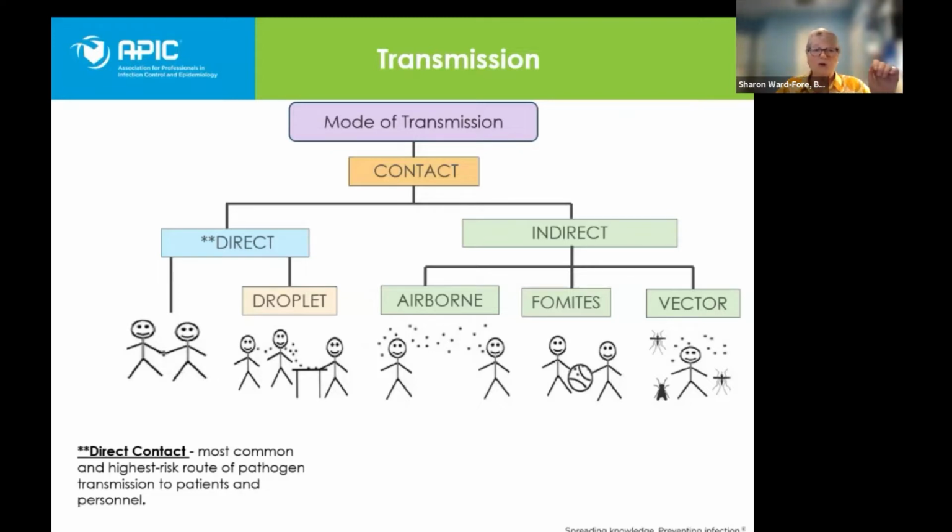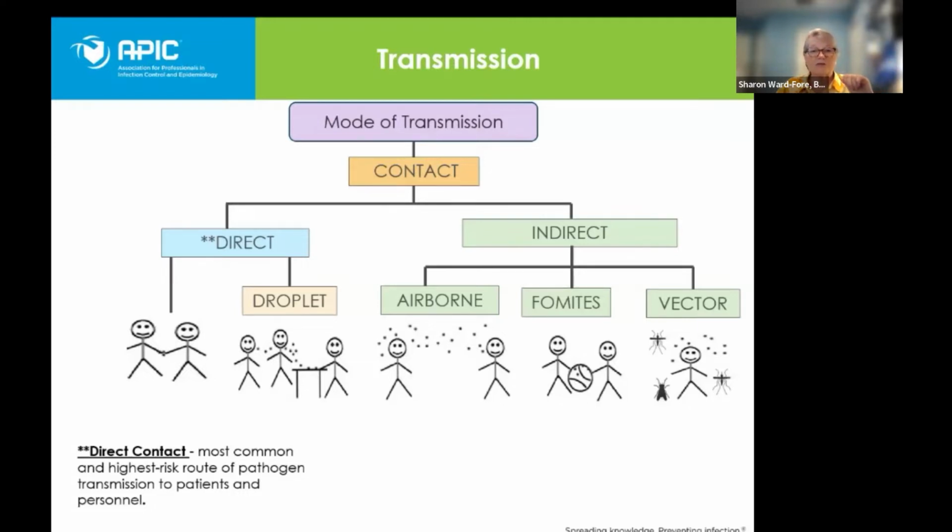So we also have direct droplet, which are large, short-range sprays or aerosols produced by sneezing, coughing, or even talking. So transmission for these requires close proximity. Examples of diseases spread through droplet transmission are the common cold, rhinovirus, influenza, pertussis, and meningitis.